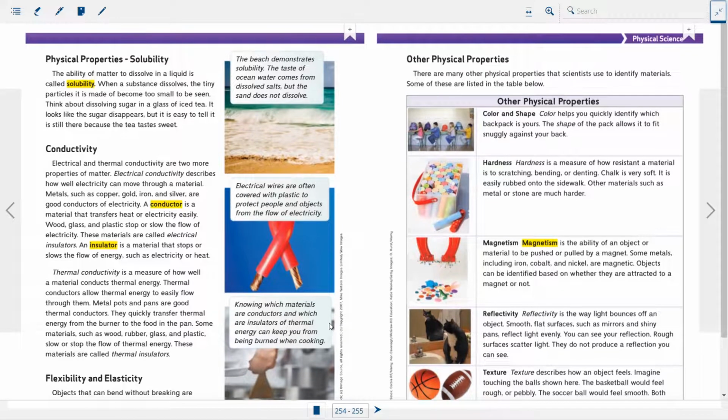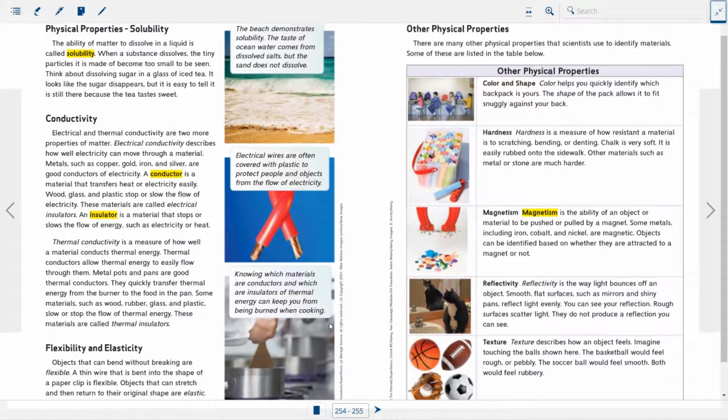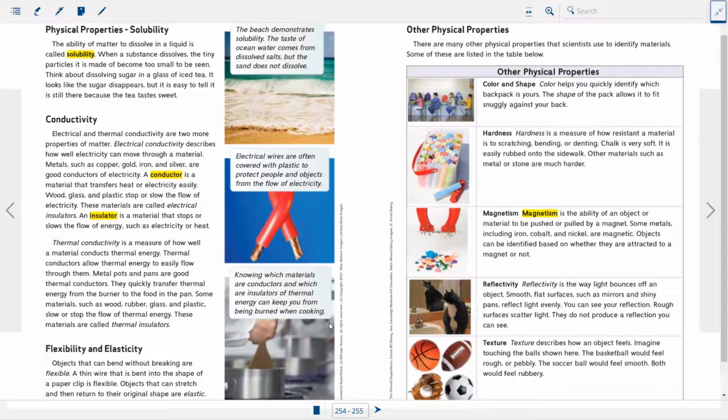All right, other physical properties. There are many physical properties that scientists use to identify materials. Some of these are listed in the table below. Color and shape. Color helps you quickly identify which backpack is yours. The shape of the backpack allows it to fit snugly against your back.